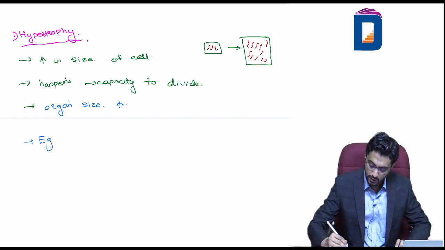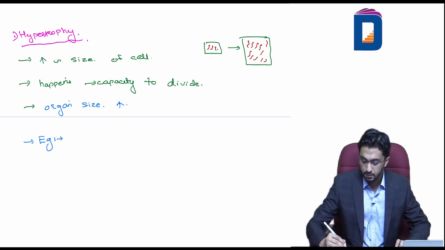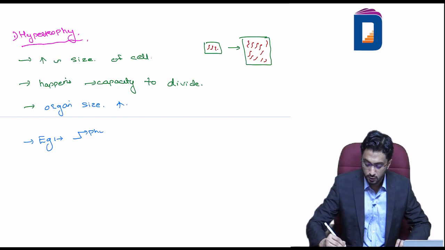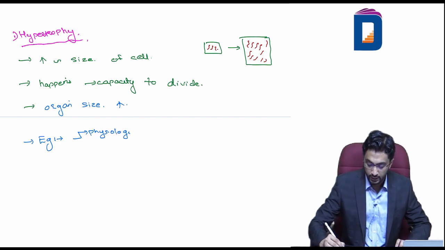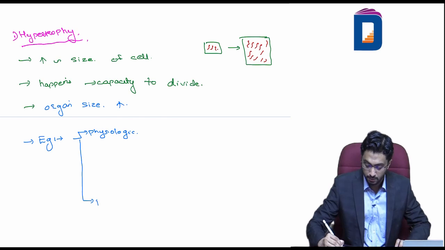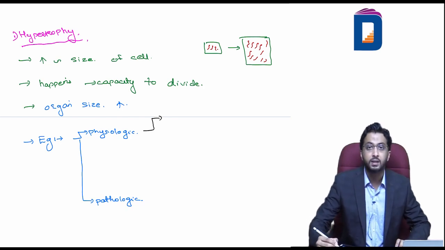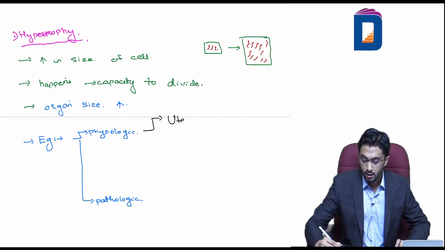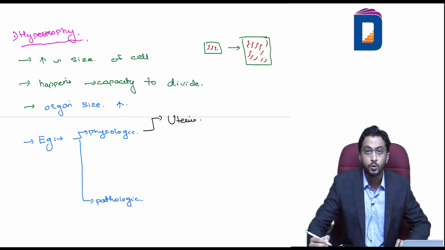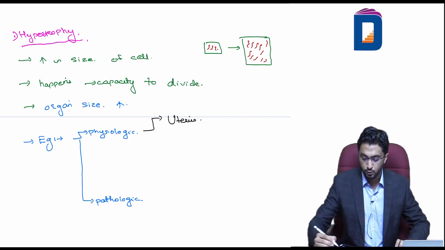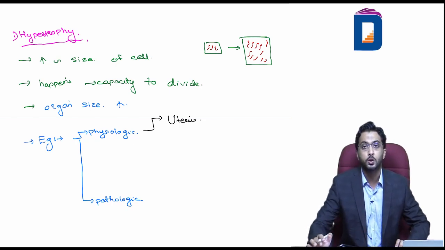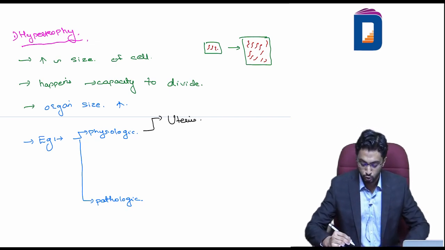Now, if you come to the examples of hypertrophy, which are much more important, it can be divided into physiologic and pathologic. For physiologic, the typical example is during pregnancy. During pregnancy, the uterus undergoes hypertrophy. And please note here, the uterus not just undergoes hypertrophy, it also undergoes hyperplasia. This is a very important point to note down.